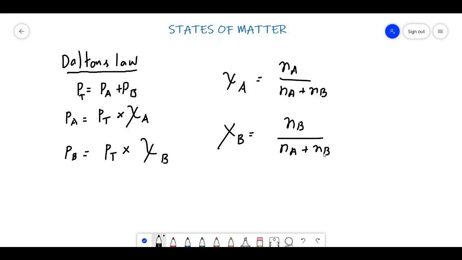So these are the related formulas. And remember, Dalton's law is applicable only to non-reacting gases. It is not applicable to reacting gases.